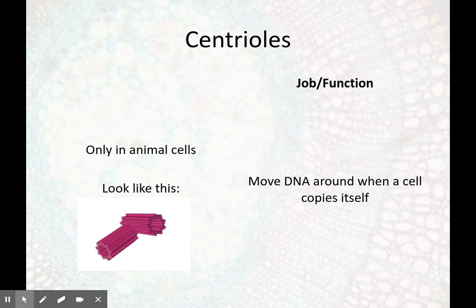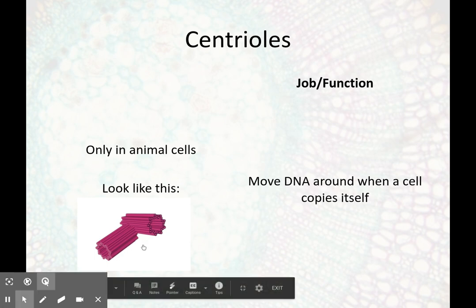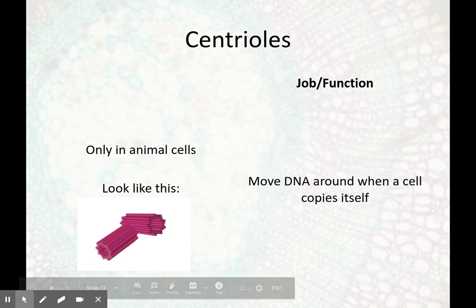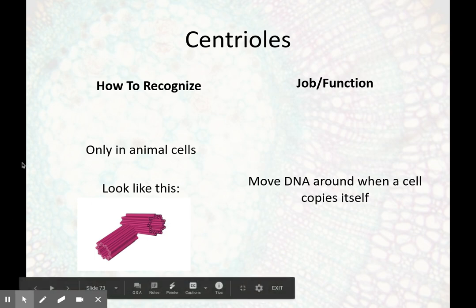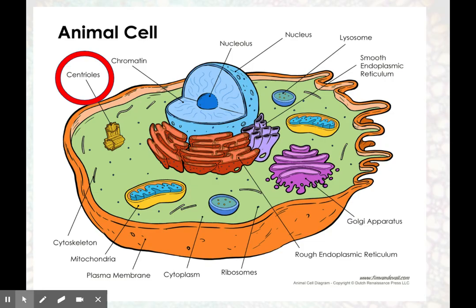All right. The centrioles are only in animal cells, so we won't see them in plant cells. And I didn't have a good way of describing it, so I just showed you the picture. All right. The DNA needs to be moved around whenever a cell copies itself. And so the job of the centriole is to move DNA around. So out of these tubes come long, sticky threads, and that's for another lesson. All right, so here we have an animal cell, and there they are. They're often in pairs, not always, but they're often drawn in pairs like this.